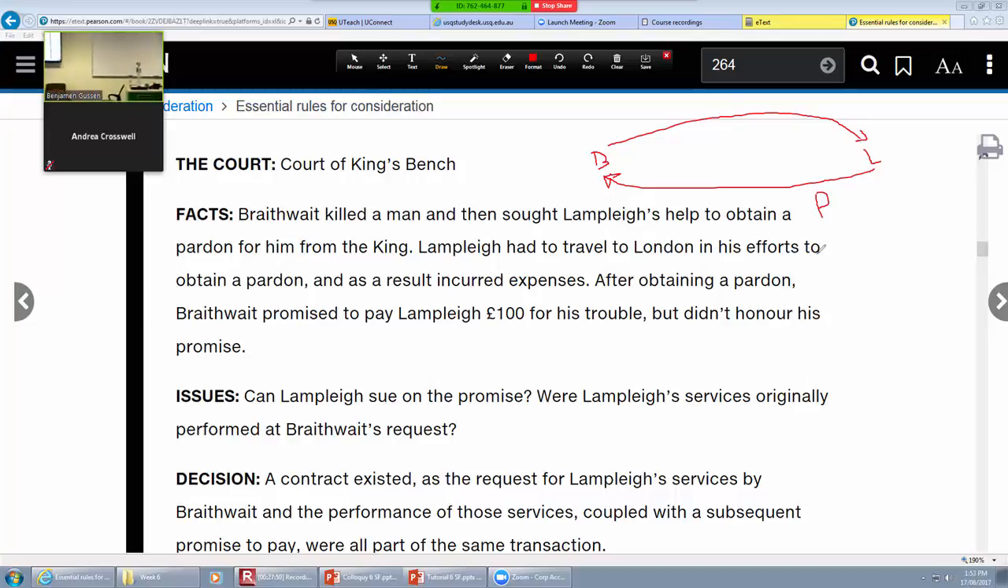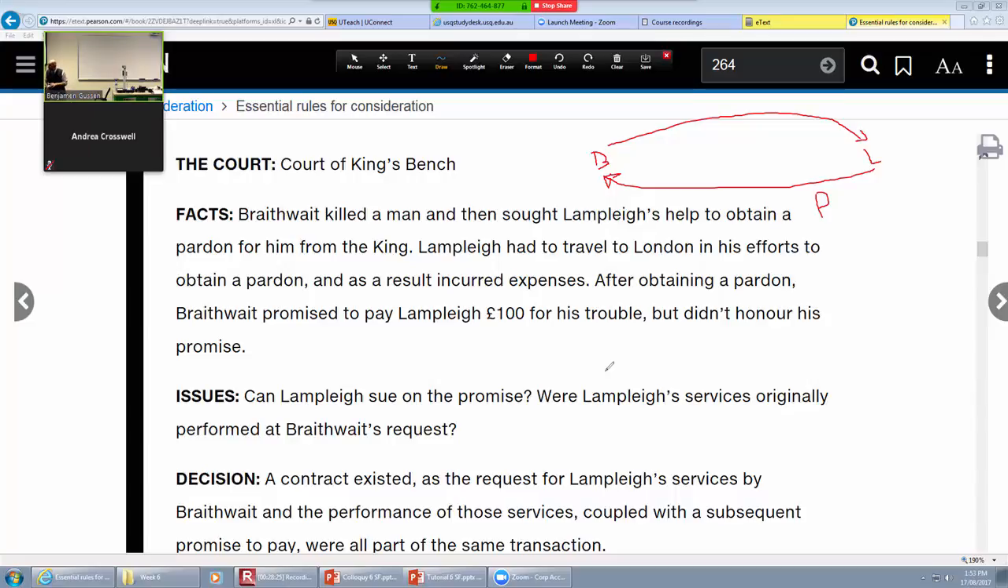Braithwaite, what did Braithwaite do? He sought Lampley's help. Is that a promise? It's like, I lost Fluffy. Can you find Fluffy for me? I'm not telling you how much I'm going to pay you, but can you find her for me? So you go and find Fluffy. What does a reasonable person say? Why would I go find Fluffy if I didn't expect or understand that I would be paid?